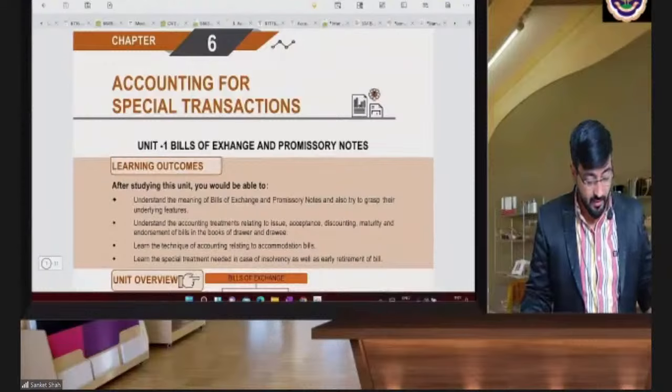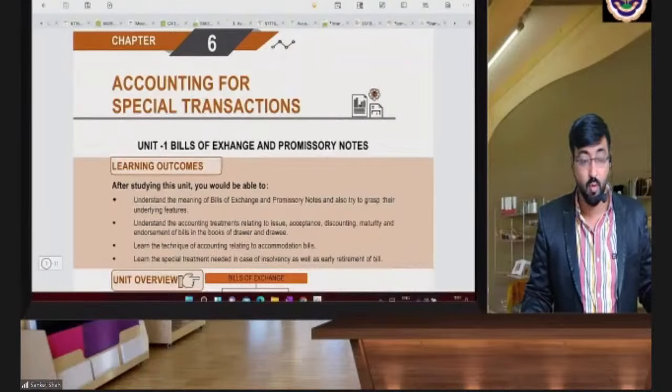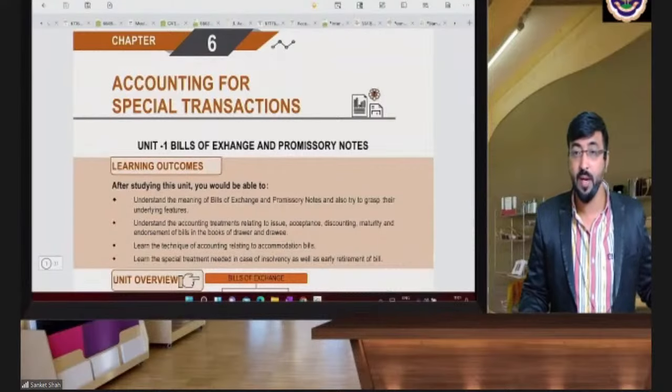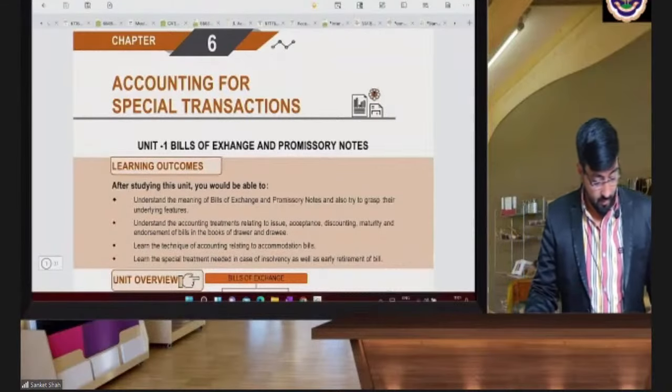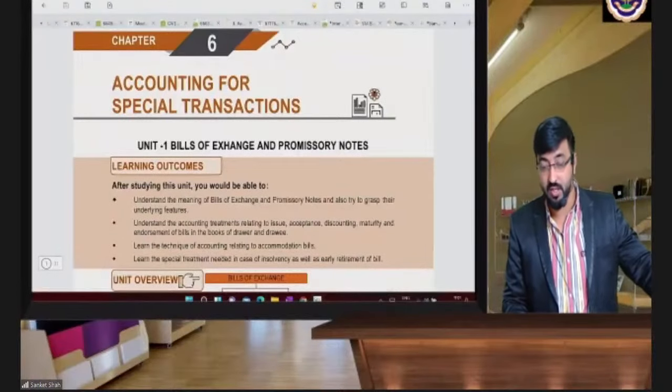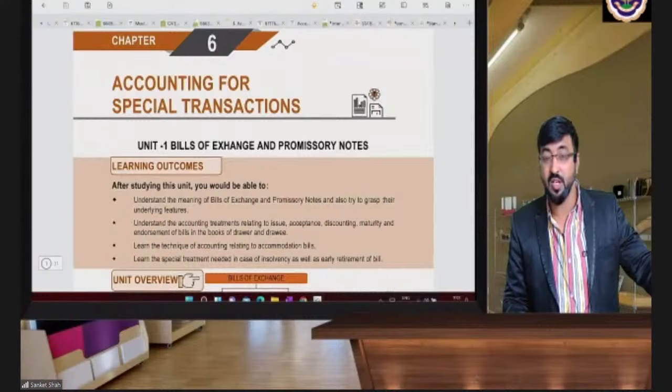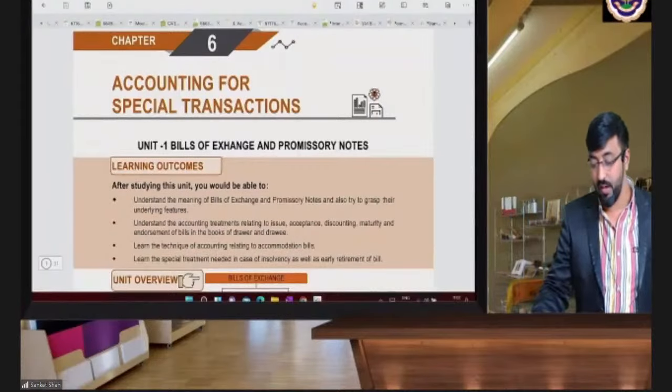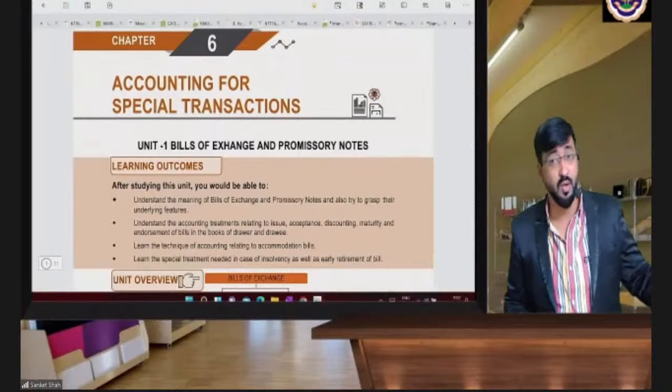So friends, very good morning to you. In the last session, we started with bill of exchange. If you remember all the entries of bill of exchange and accommodation bill, today we are going to start with some question part. But before that, I'm going to take a revision of bill of exchange.